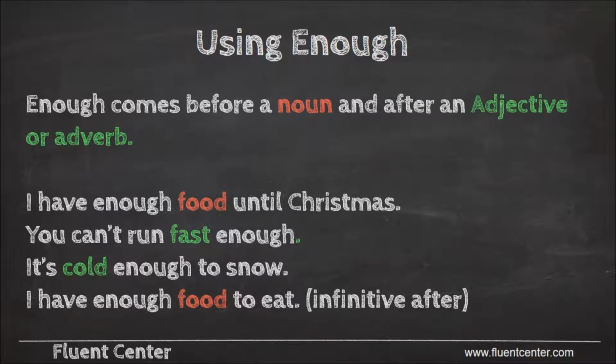When we use the word enough with an adjective or a noun following the word, we need to use an infinitive if we wish to create our sentences in this way. As you can see, I have enough food to eat. To eat is my infinitive. Another example is he doesn't have enough to do. To do is my infinitive. He doesn't have enough to do.